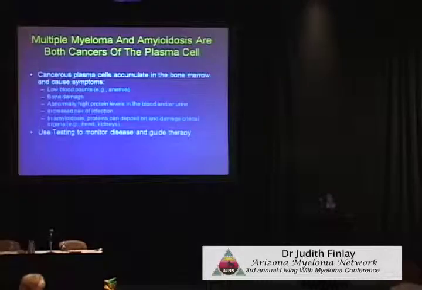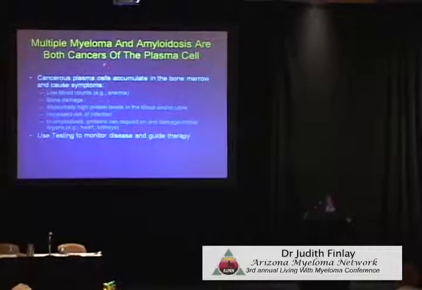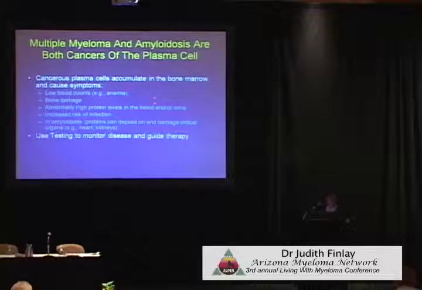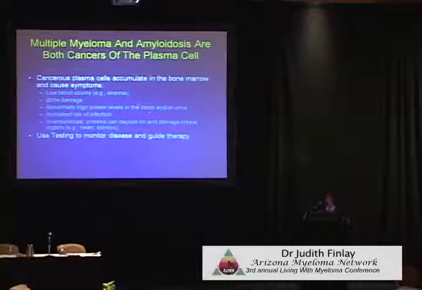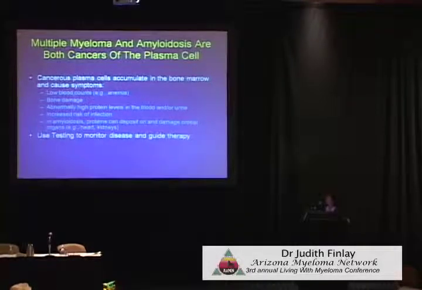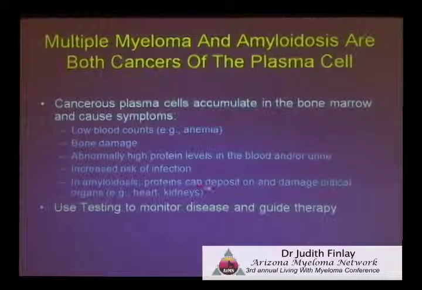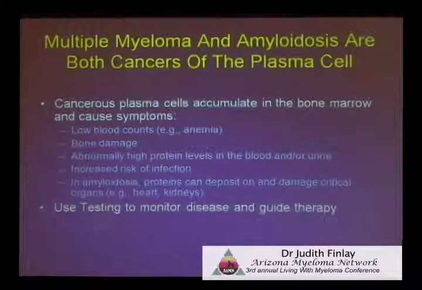Multiple myeloma and amyloidosis are both cancers of the plasma cell, and the cancerous plasma cells accumulate in the bone marrow and cause the pathology and symptoms of the disease. These can be low blood counts, anemia, bone damage, abnormally high protein levels in the blood and/or urine, increased risks of infection, and in amyloidosis patients, the proteins can deposit on and damage critical organs, for instance the heart or the kidneys. We can use testing to monitor the disease and guide the therapy.